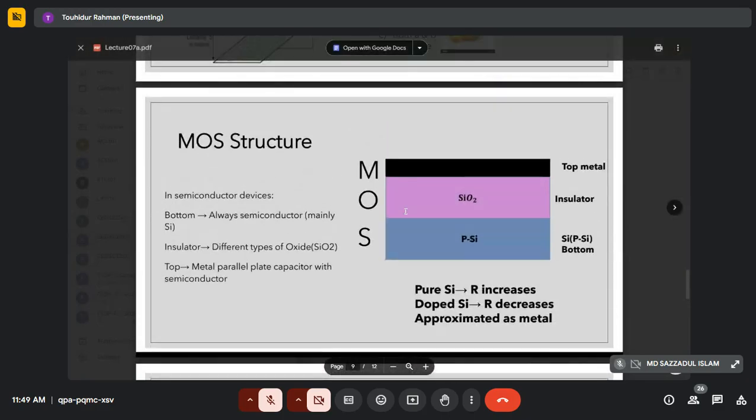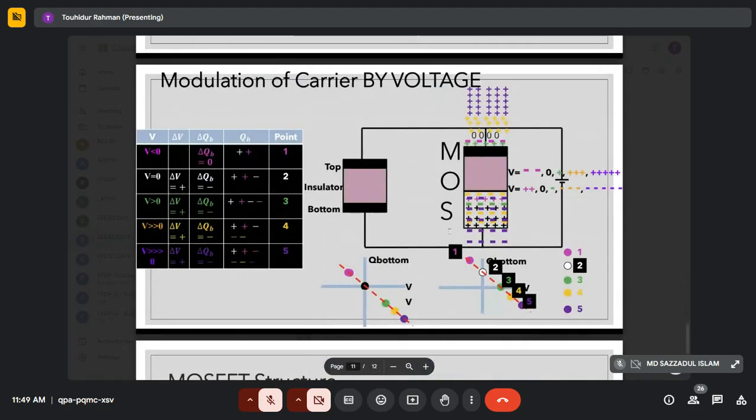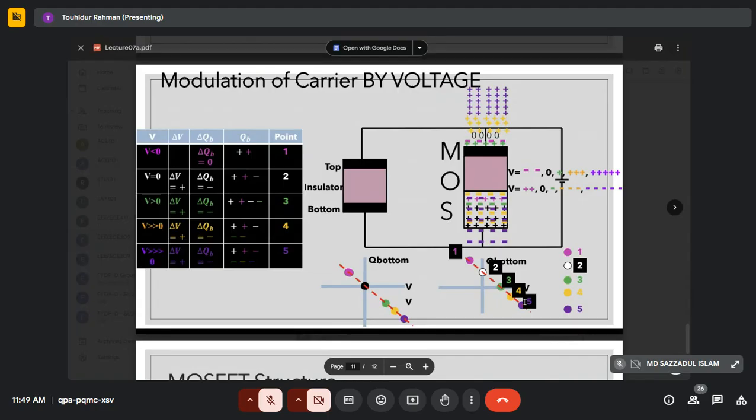Now, next one would be, why do we need to use a semiconductor in a MOS capacitor, and how does it relate with the objective of this course? Next one, this table and this plot. If we change the voltage for a MOS cap, how does the charge change?